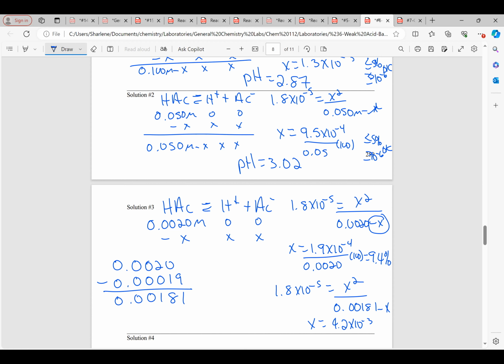Hold on. 1.8 to the negative fifth. 0.00181. Square root is 1. That's why. Sorry, this is not 4.2. That should be 1.8 times 10 to the minus fourth. Going to divide that by 0.00181. AC is confirming with the quadratic formula. Oh, excellent.